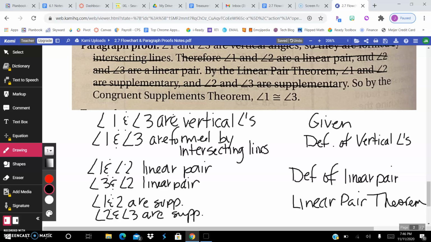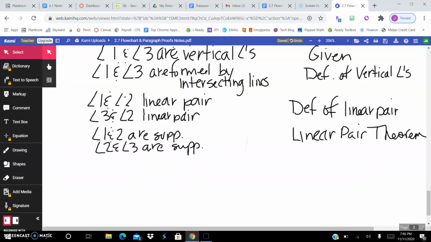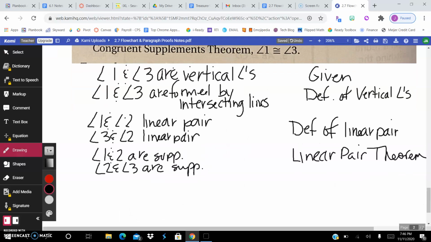And then by the congruent supplements theorem, angle 1 is congruent to angle 3. Angle 1 is congruent to angle 3. And it tells us by the congruent supplements theorem.